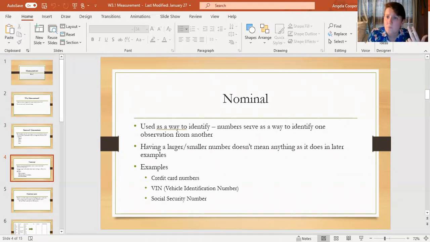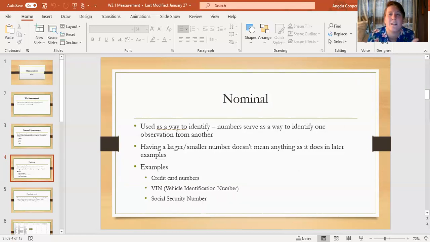Some common examples of nominal scales are your credit card number or your debit number, your VIN, your vehicle identification number, your social security number. If your social security number happens to be larger than someone else's, that doesn't make you any more or less important. It's just how the state of California and the country of the United States identifies you by your social security number. Same thing with credit card numbers or VINs.